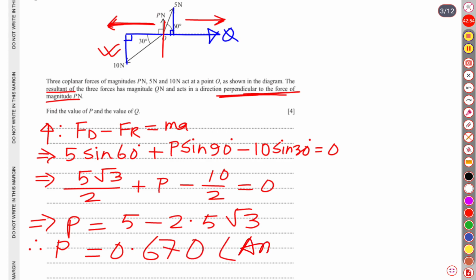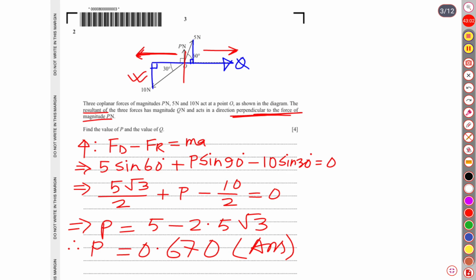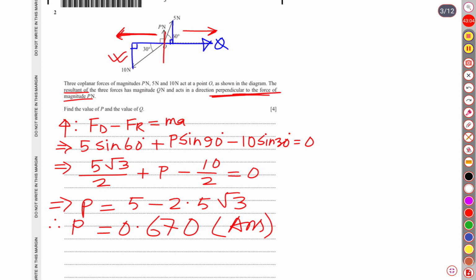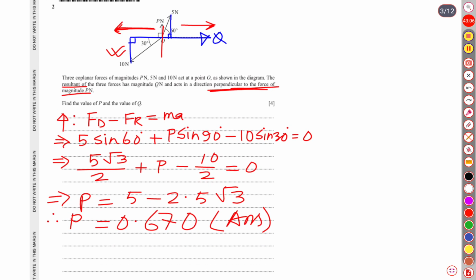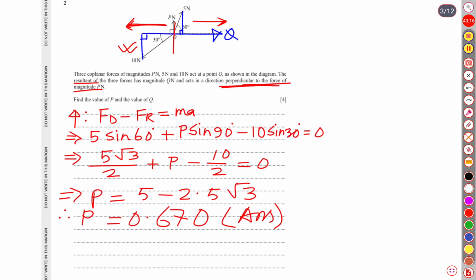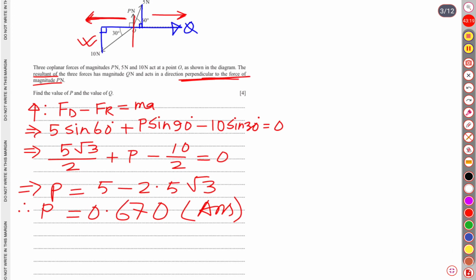So this is the magnitude of P, 0.670. Now we are going to resolve the forces horizontally to untie the knot of this Q, whether Q is on the right direction or left direction. Okay, for that, this is now horizontal direction. So for horizontal direction, the concept is same. Driving force minus resistance to motion is equal to mass into acceleration.